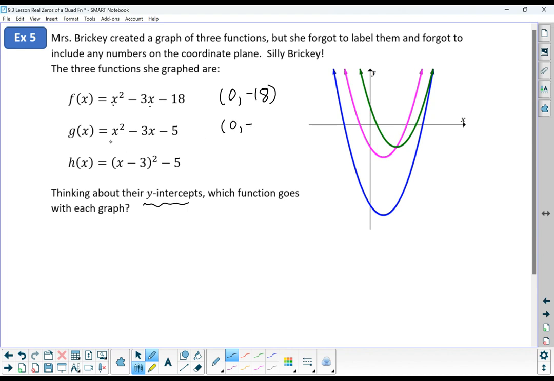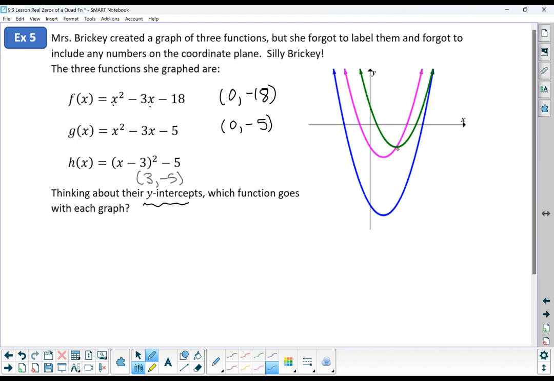And g of x is also given to us in standard form, so that is also a very easy one to figure out. If we sub in 0, those first 2 terms end up being 0, and you can see that the y-intercept is -5. Be careful if the function is in vertex form. If the function is in vertex form, this number right here is not the y-intercept. It's part of the vertex. My vertex is at 3, -5.